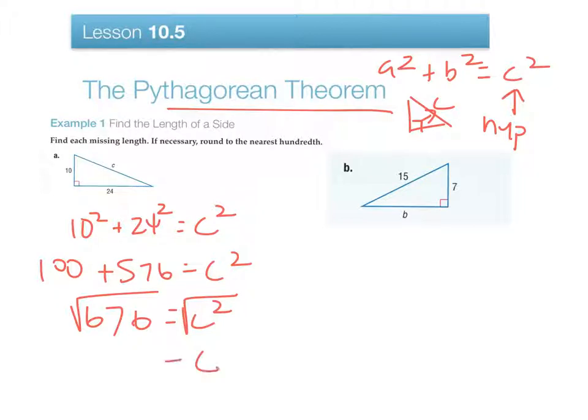So c equals 26, which makes sense if you look up here, because c has to be the longest side. We have 24 and we have 10. C is the longest side.